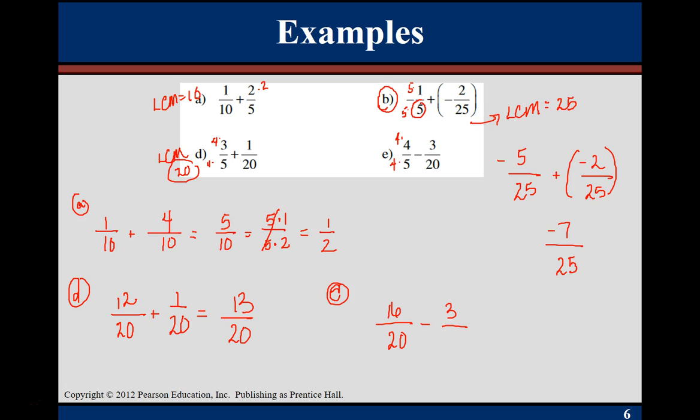The other already had a denominator of 20, so now I could just subtract 13 over 20. And they're both in simplest form, so we're all done. Let's look at a word problem.